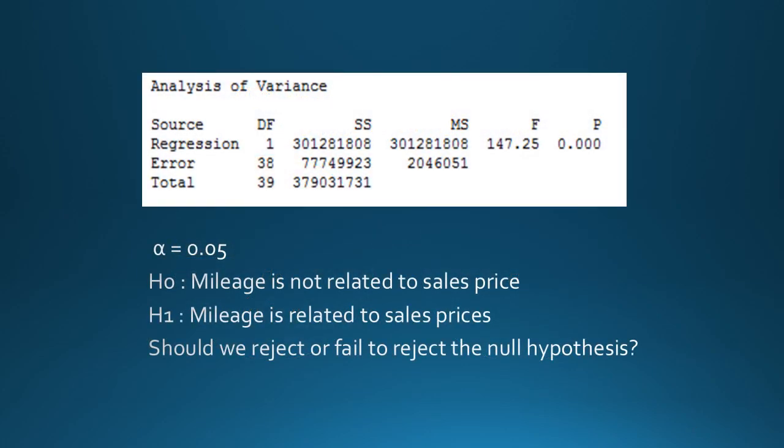Based on these test results, should we reject or fail to reject the null hypothesis? Because the p-value is less than 0.05, we reject the null hypothesis and conclude that mileage is related to sales price.